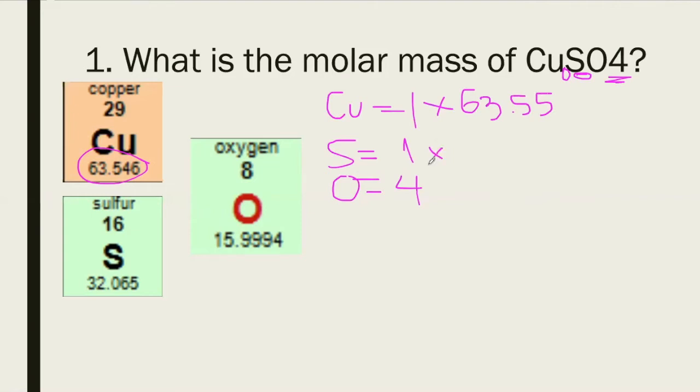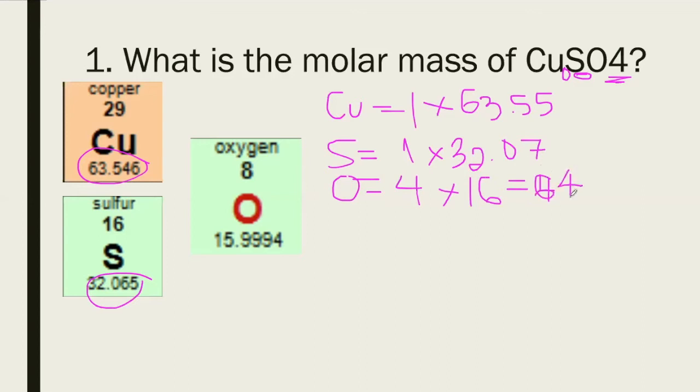And then 1 times 32 point, round off to the nearest two decimal places. So that's 32.07 times O, oxygen, which is rounded off to 16. So 16 times 4 is 48, joke lang, 64, sorry, 64. So then ang gagawin natin is add everything. So 63.55 plus 32.07 plus 64.